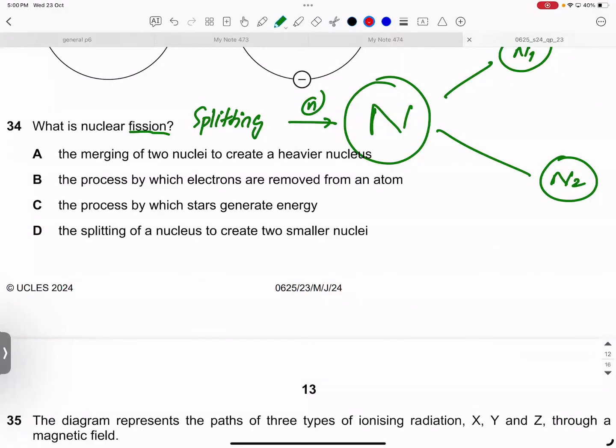So, question 34. Splitting of a large nucleus to create the smaller nuclei. Option 1 is saying merging. Merging is joining, which is fusion. Electrons removed, ionization. Star generates energy is fusion. I'm just telling you, this is called ionization. Fission is splitting of a large nucleus into smaller nuclei. It is called fission.